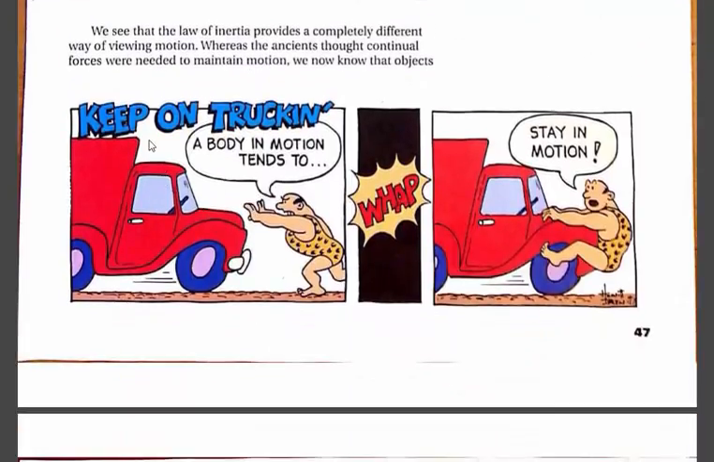Another cartoon, keep on trucking. A body in motion tends to stay in motion. He's trying to stop the truck, but the truck wants to keep on moving because of its inertia.